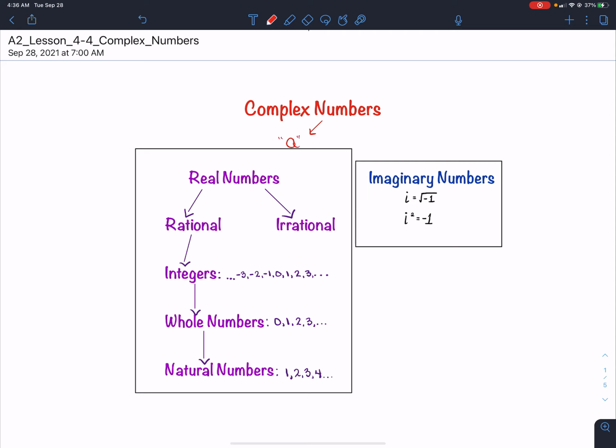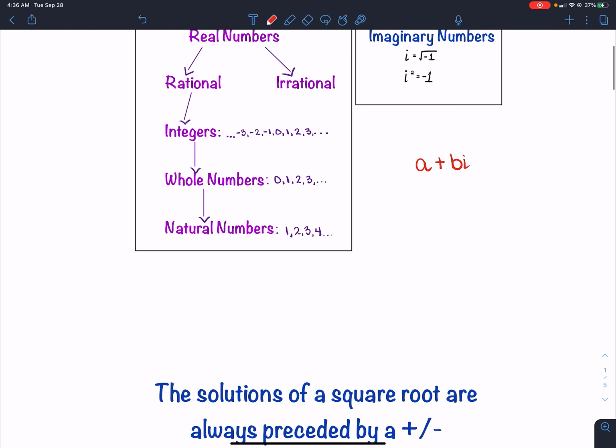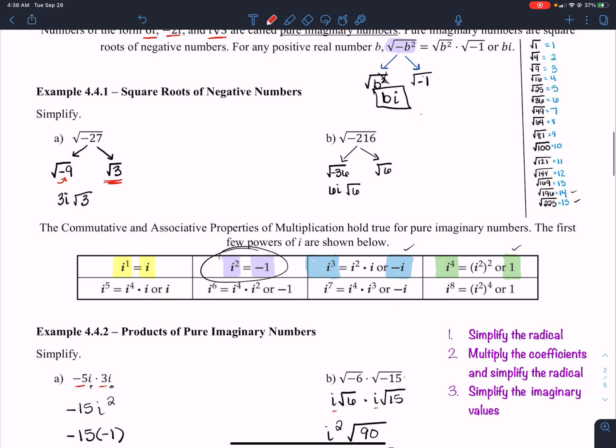to by the variable a, and imaginary numbers which are going to be referred to by the variable b, followed by an i to represent that there was a negative underneath the radical. Those two pieces are going to be added together to give us our complex formula: a plus bi. Okay? All right.